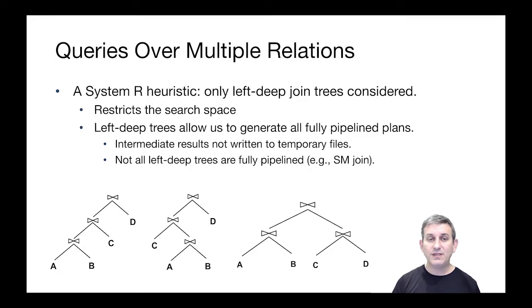The left deep trees include all the fully pipelined plans, but there are left deep trees that are not pipelined. For example, you could have a join algorithm in the left deep tree that is sort merge join. It's a blocking operator, it's not pipelined.